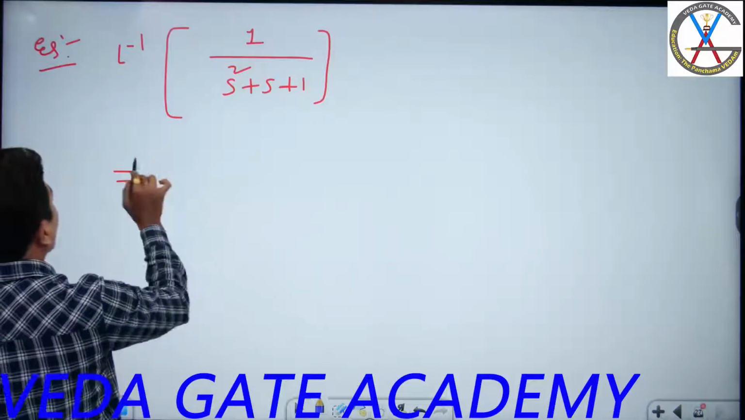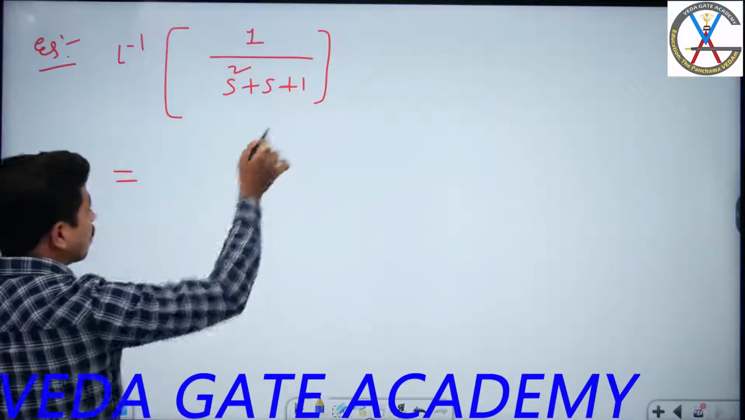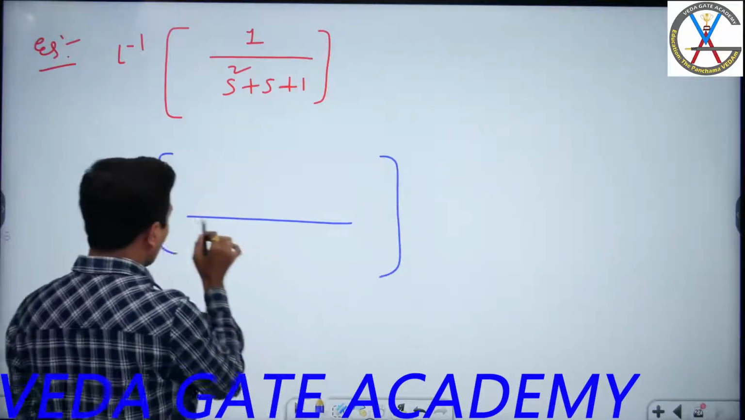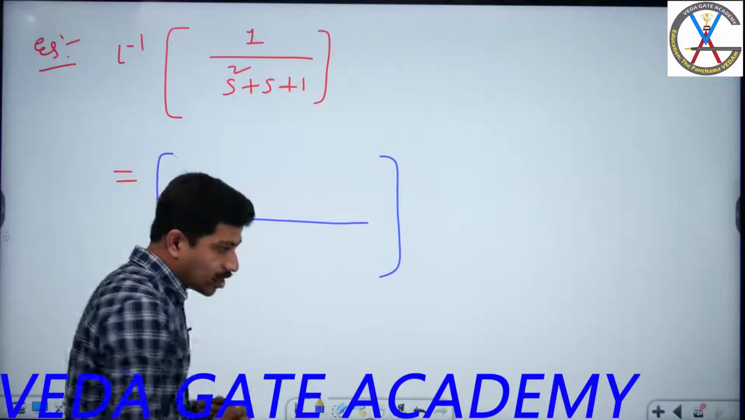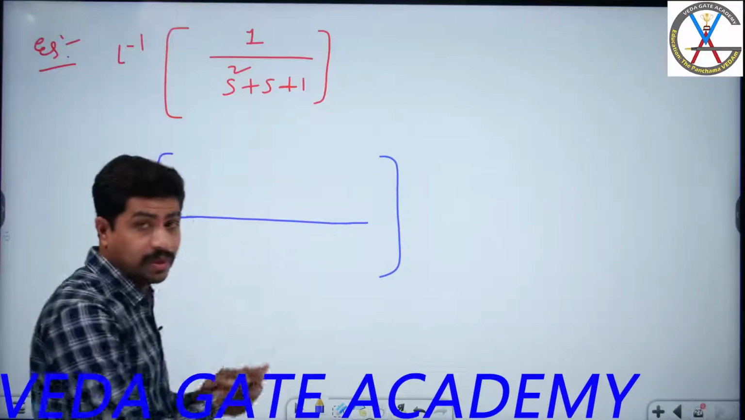How to do it? I'll tell you. This is s square plus s plus 1 whole square. Arrange it in shifting format. How to arrange it in shifting format? All of you know the a plus b whole square formula very well, right? Now let's write this in the form of a plus b whole square.